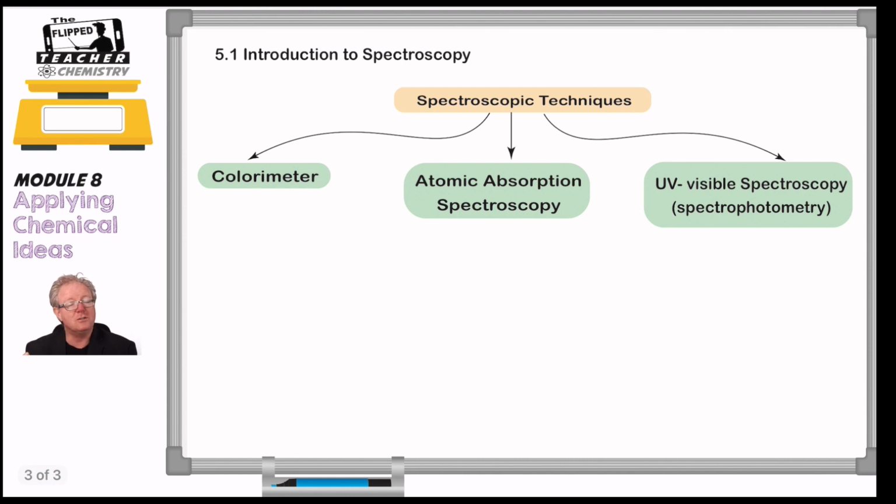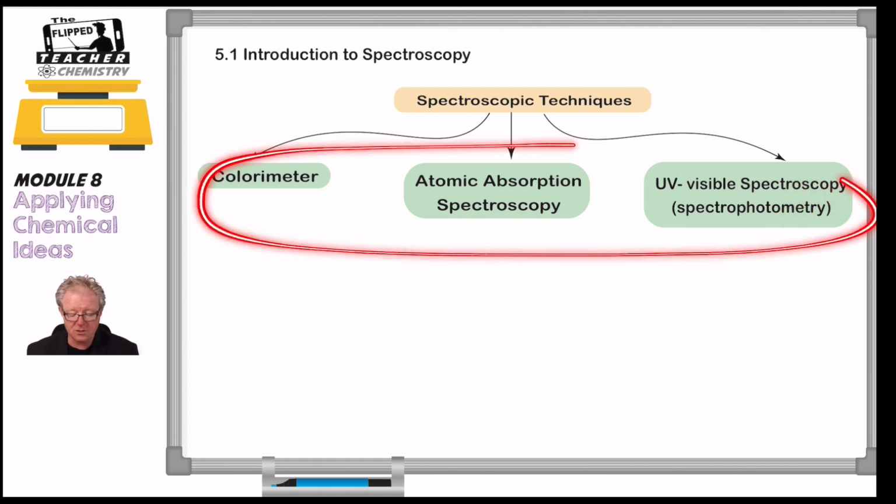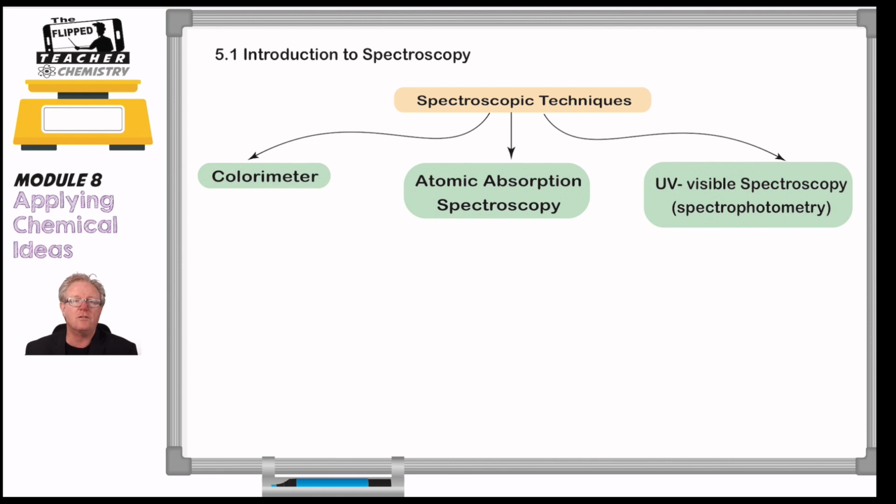So to finish off this quick introduction about what spectrophotometry is, or spectroscopy is, we're going to be looking at 3 techniques according to our syllabus. We're going to be looking at colorimetry, atomic absorption spectroscopy, and UV visible spectroscopy, and I've also put spectrophotometry there because these 2 words are interchangeable. So these are the 3 that we're going to focus on for New South Wales students. Of course, if you're from another state or country, we're going to be looking at other ones as well. You just select the ones that are relevant to your syllabus.